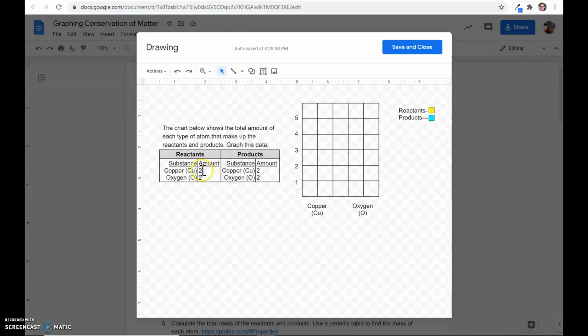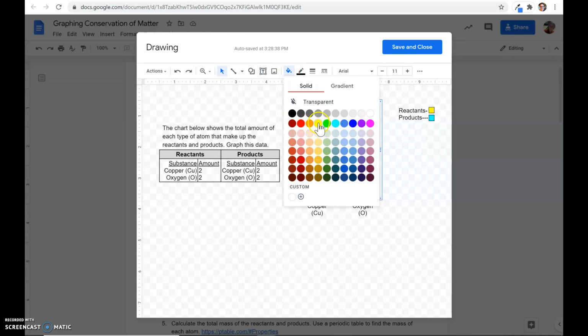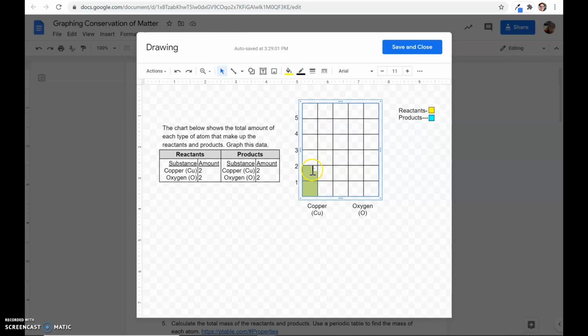which is that in the reactants we had 2 coppers and 2 oxygens, and the products we had 2 coppers, 2 oxygens. So I'm going to come down here and it says copper first, so I'm going to do reactant color yellow, and for copper reactants we had 2, so I'm going to highlight up to 2. I'm going to choose the paint bucket and choose yellow. Okay, so that shows us we have 2 coppers in the reactants.